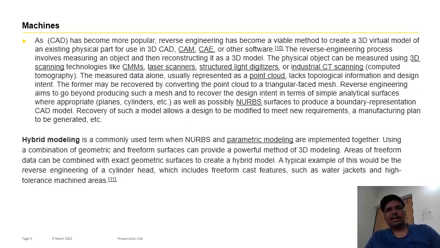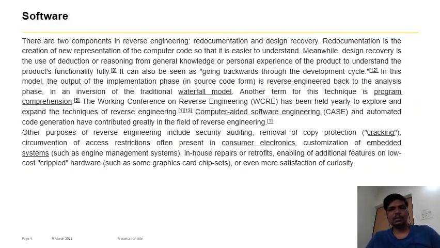As CAD has become more popular, reverse engineering has become a viable method to create a 3D virtual model of an existing physical part for use in 3D CAD, CAM and CAE or other software. Hybrid modeling is one option, in which NURBS and parametric modeling are implemented together, using a combination of geometric and freeform surfaces, which can provide a powerful method of 3D modeling. It is basically related to 3D modeling.